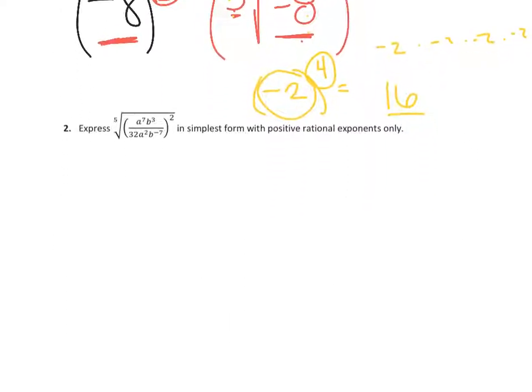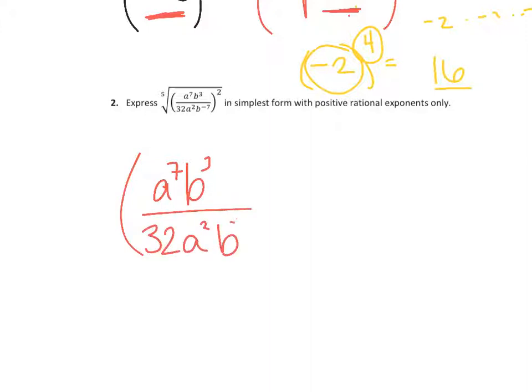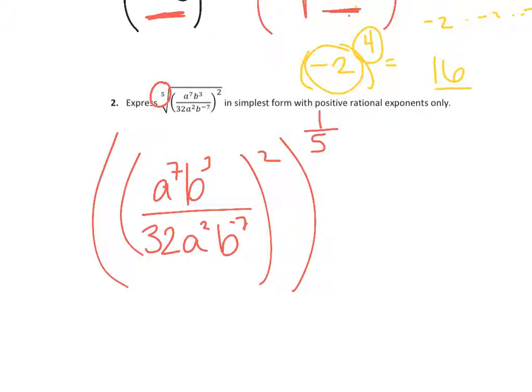All right, example number 2. So here again, it looks ugly, but just step by step will make it easy. So all of this, a to the 7th b cubed, all over 32a squared b to the -7th, all of that squared is now getting raised to the 5th root, which means 1 over 5. Okay, so all I did was apply that first property.